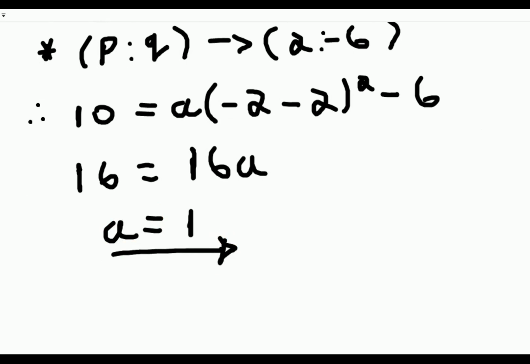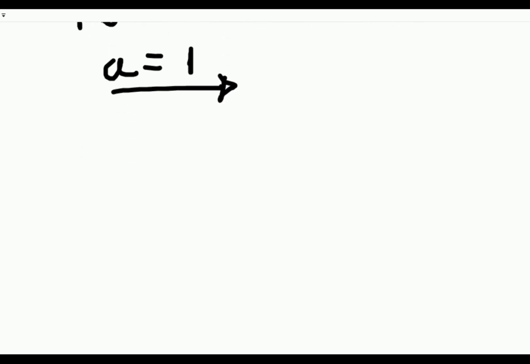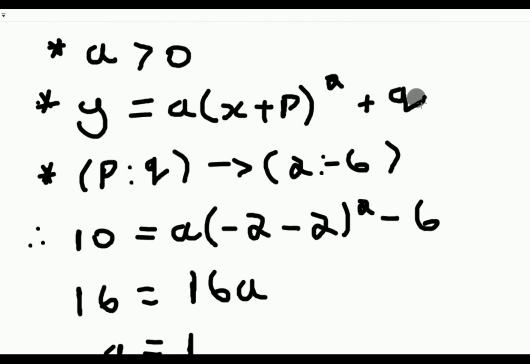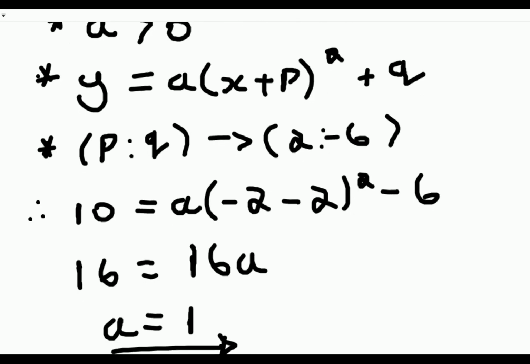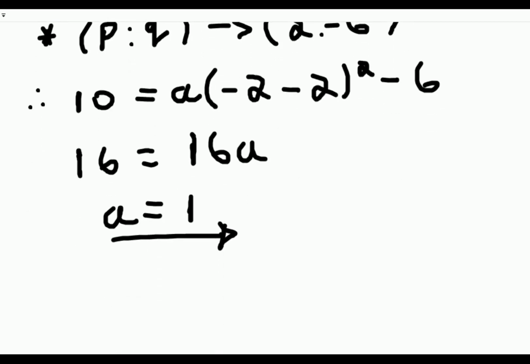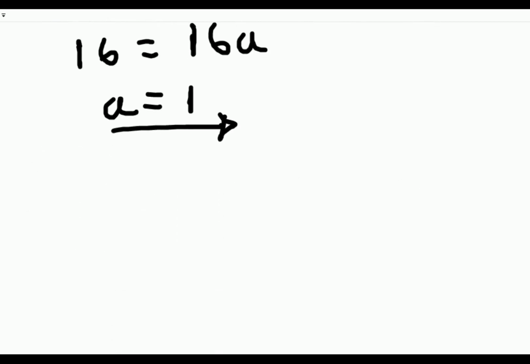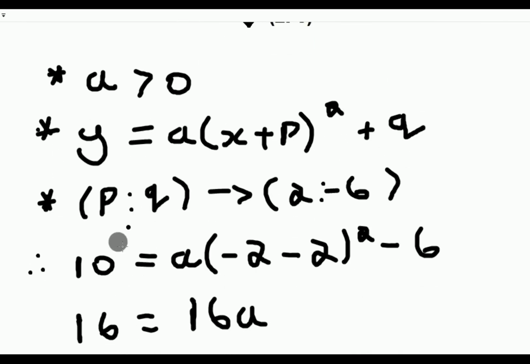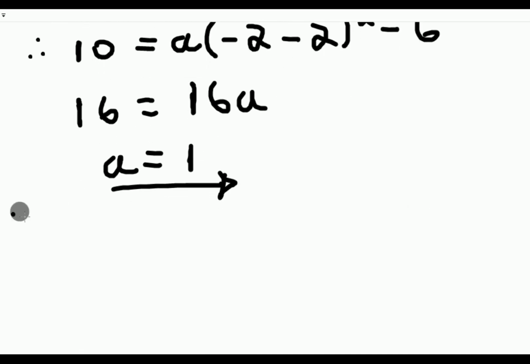From here we are going to calculate the rest of the equation. We are going to substitute the value of a that we have found in this formula here, which is y is equal to a open bracket x plus p close bracket all squared plus q. But right now we are not going to substitute the coordinates of the other point. We are not going to substitute 10 and minus 2. We're just going to leave it as y and x.